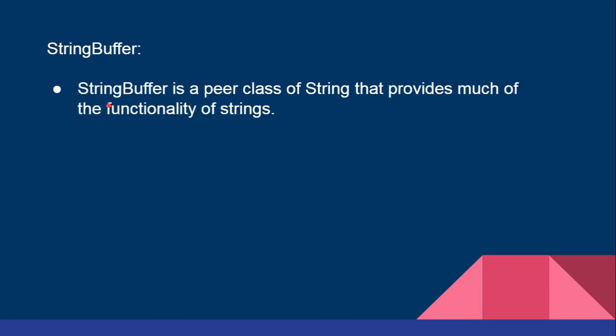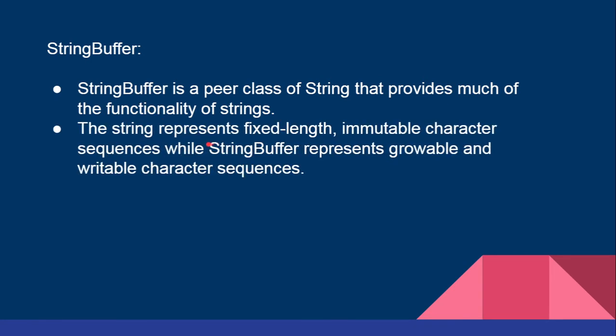Okay, now let us see another way of creating a string, using the StringBuffer. So we have seen the three classes. First is the String class, that is over. Now this is the StringBuffer class. The StringBuffer class is a peer class of String that provides much of the functionality of strings. What it means is that it is similar to the String class with all the functionalities of strings, but it has some different capacity. String represents fixed-length, immutable character sequences, while StringBuffer represents growable and writable character sequences. This line gives the difference between String and StringBuffer.